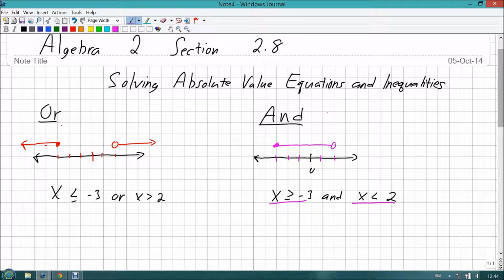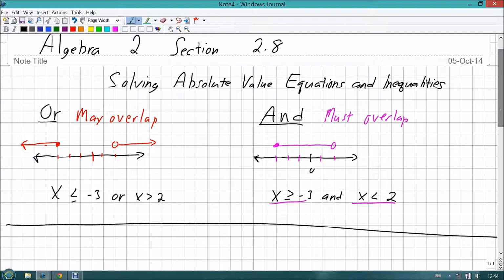So for AND, they must overlap. And for OR, they may overlap, but they don't have to. For AND, if they do not overlap, they don't exist. For OR, if they do overlap, oh well, no big deal. Okay?